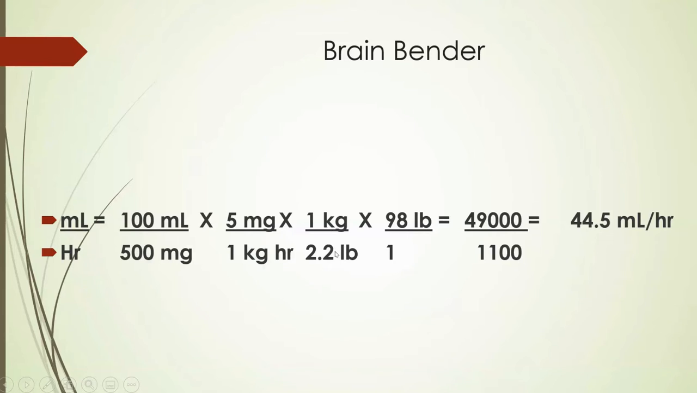Kilos will be on top of the next one that was connected to pounds, because 1 kilo is 2.2 pounds. And then we want to get rid of the pounds. We have the patient's weight in pounds. And the weight technically could be over nothing. It could be over X. I just tend to put a 1 there, so there's something there. Multiply across the top, across the bottom. And when it's in the 10th place, we want one place to the right of the decimal in the answer.